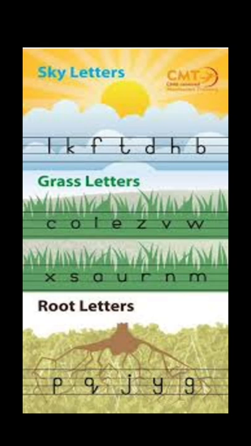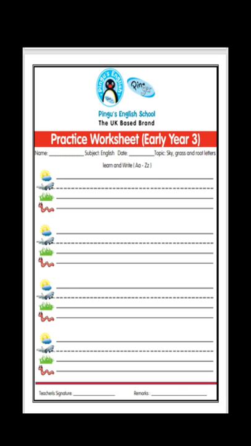Now let's come to the root letters. Root letters are those who have a stem and they can fit in last 3 lines. And how many letters do they have? 5 letters. What are they? P, Q, J, Y and G. Now earlier 3, let's move on to the worksheets. Let's see which worksheet we have done in our class.